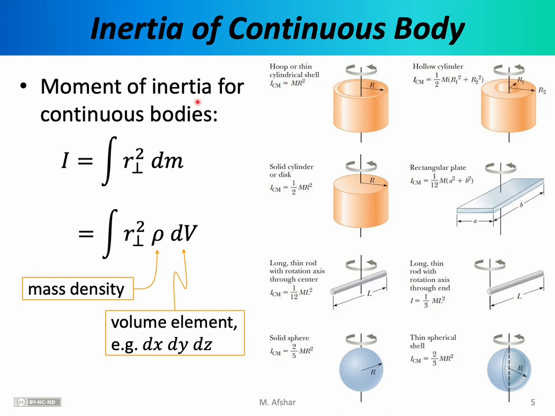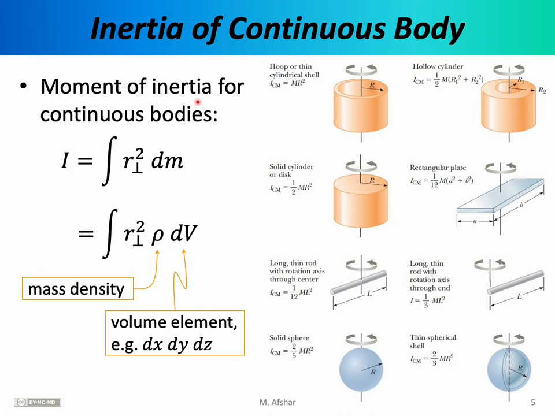Recall that the moment of inertia of an object is a measure of its resistance to angular acceleration. So an object with a large moment of inertia is going to be very difficult to spin up. An object with a small moment of inertia is going to be very easy to spin up. It would be easy to impart angular acceleration and therefore angular velocity to such an object.